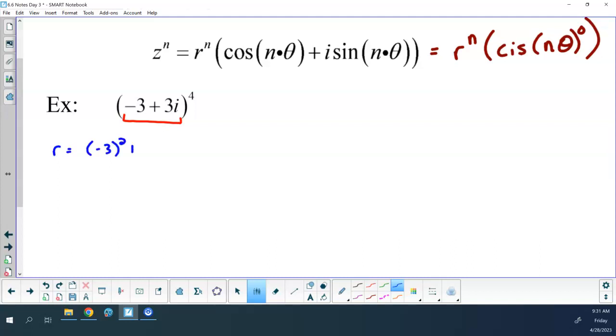Now, if you don't see that this is a special 45, 45, 90 right triangle, you can go through and do this. Okay? And you'd get the square root of 18, which then would simplify to be 3 square root of 2.